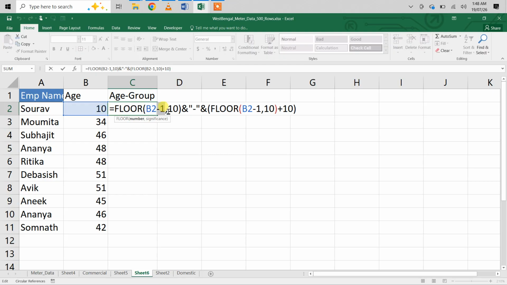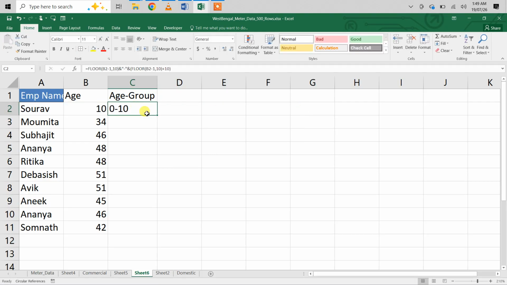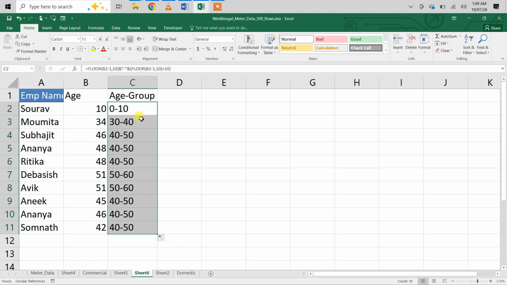If I didn't give minus 1 for 10, the answer would have been 1 multiple of 10. So B2 minus 1 means 9, and rounding it down it would be 0, because 10 doesn't fit into 9. So the answer is 0 plus 10, it would be 10 to 20. If I drag all the way down, what we are basically doing is subtracting 1.